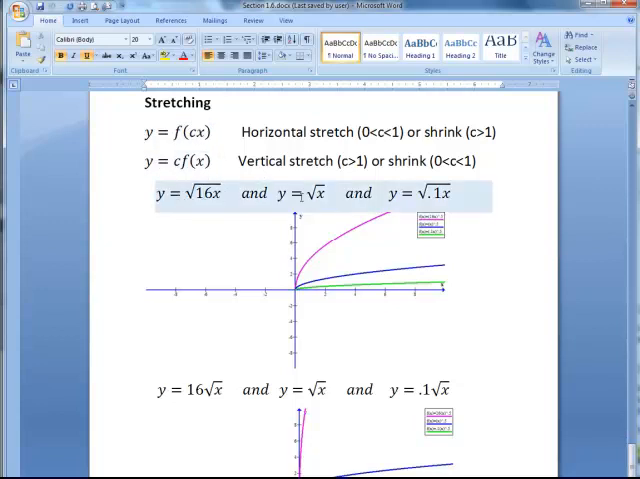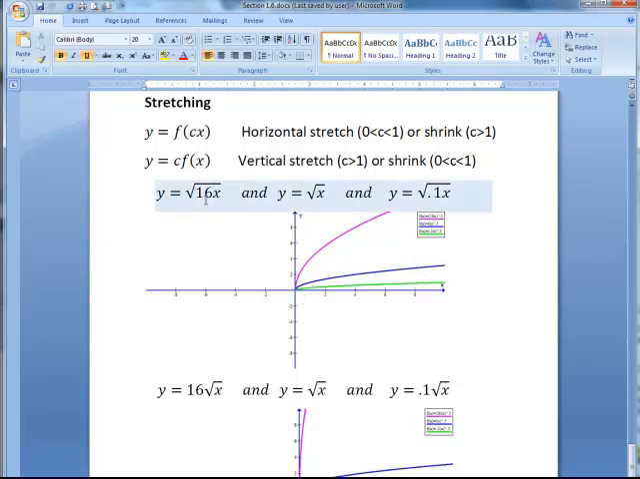Let's see how that works first, then we'll come back to the vertical stretch. I'm going to give you three functions here. I'm going to give you y equals the square root of 16x, y equals the square root of x, and y equals the square root of 0.1x. Y equals the square root of x, this is the blue graph. That's the one we're used to looking at, okay?